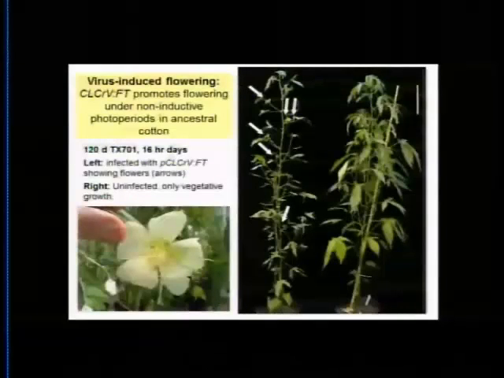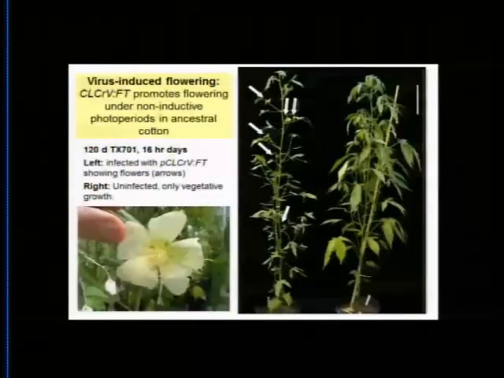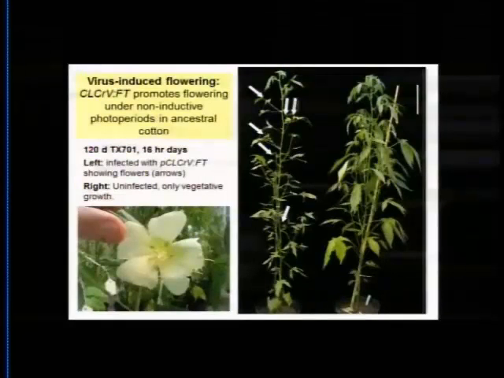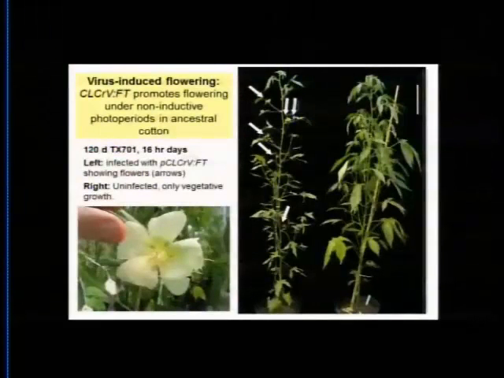So what we're looking at on this slide, I'll jump over here to the right-hand side. This is our empty vector control. This is a plant that's infected with the virus, but the virus is not carrying the flowering locus T gene. This plant, again, we've got a 6-foot tall bamboo stake. It's completely vegetative, no reproductive growth. It's 120 days old, grown in 16-hour day lengths.